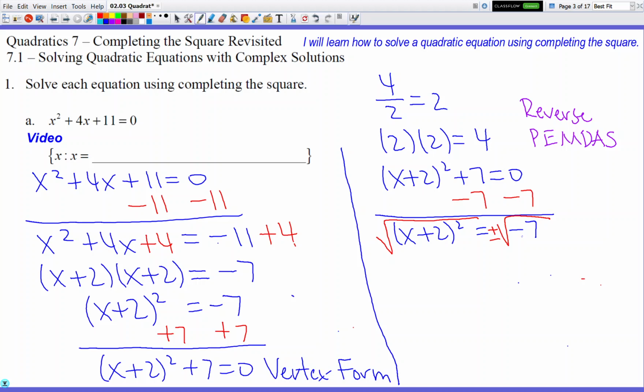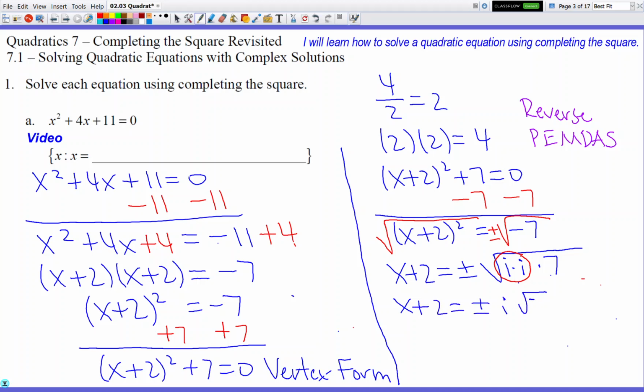Okay, so left side we're going to take it slow. Left side we're just going to get x plus 2. Right side we're going to get plus or minus, and then we're going to simplify my radical. Negative sign is known as i, and the 7, yeah, that can't be broken up anymore, so we're just going to leave it as 7. We're going to circle things that match. So my i's match. My 7's don't match because there's only one of them. So I get x plus 2 equals plus or minus i root 7.